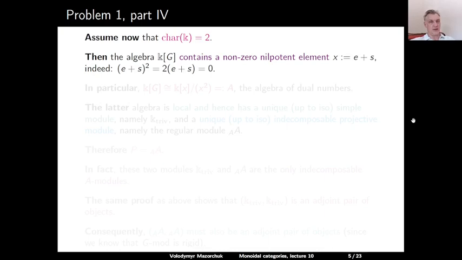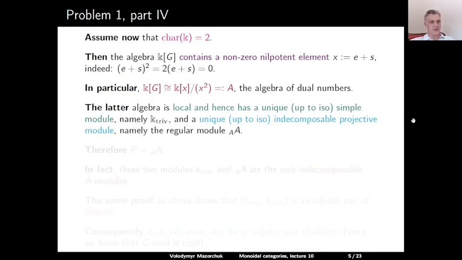Then X squared is equal to (E plus S) squared, which is equal to 2 times (E plus S). And since we are over a field of characteristic 2, this is equal to 0. In particular, the group algebra of our group is isomorphic to the algebra of dual numbers over K. So it's the truncated polynomial algebra, when we take the polynomial algebra K of X and divide by the ideal generated by X squared. Let's denote this algebra by A. So this is the algebra of dual numbers over K.